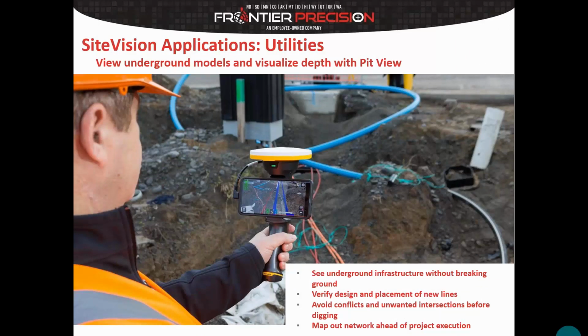Utilities is another important one, either on the construction site or for municipalities that want to be able to visualize any of their utilities out on the roads and not have to go out into the road for safety reasons. You'll be able to avoid conflicts and unwanted intersections before digging. So if you have this data and you've recorded it, as-built it prior, there's always times where the data gets lost or there's something that's not located properly. If you have this, it's another safety detail that you're able to utilize.